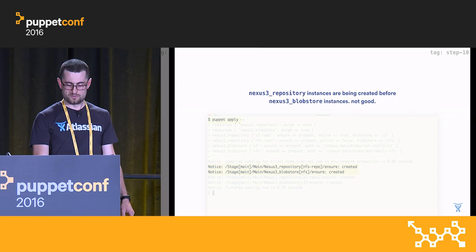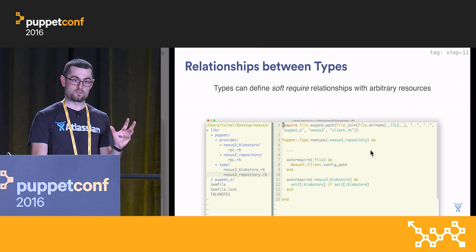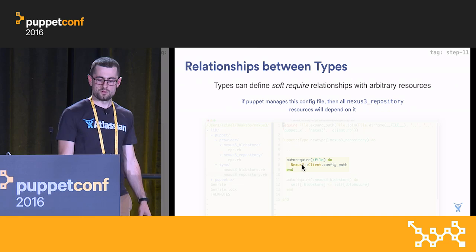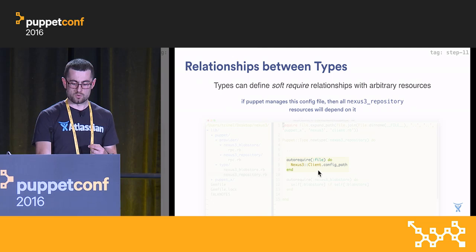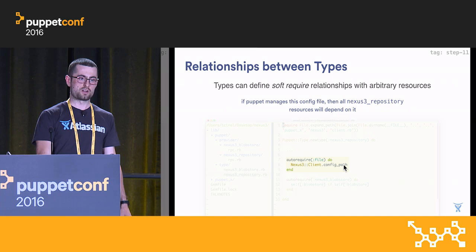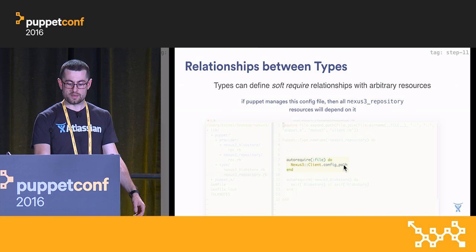Not good. So what we can do is create relationships between types. We can create soft requires between types. There's this thing called auto require, which means for every instance of this resource, which resource are we looking at? We're looking at the Nexus 3 repository type. Every single Nexus 3 repository is going to require a file, a specific file, this one here. So this is the configuration file. We can't talk to Nexus unless that configuration file exists, so we might as well auto require that.